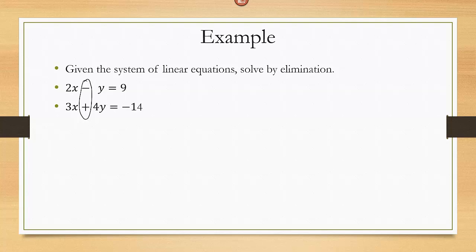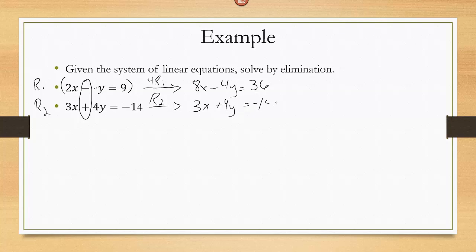So what would we do to get a 4 here? We would want to multiply everything on the first equation by 4. So over here, this is row 1. This is row 2. We're going to multiply the first row, so 4 times R1. And then that's going to transfer over here. We're going to have 4 times 2 is 8x minus 4 times 1 is 4y equals 9 times 4 is 36. And then bring our second equation down. So row 2. We're going to have 3x plus 4y equals negative 14.